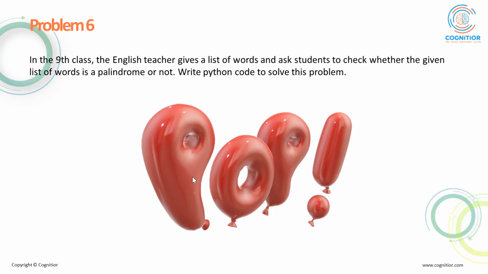Write a Python code to solve this problem. So what is a palindrome? First of all, we need to understand that. POP. When I read from start or when I read from end, the word will remain the same. Dad, mom, madam, pop, all these things. So I want to give the user an input. When the word is a palindrome, it should highlight, else it should say that the word is not a palindrome. So let's create a Python code.